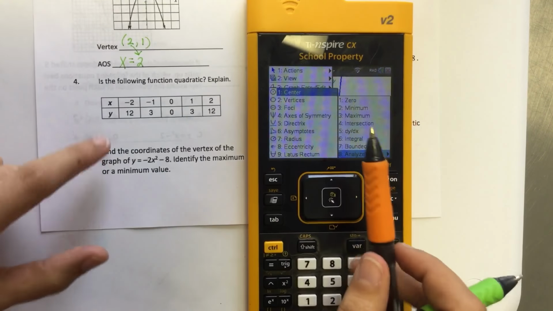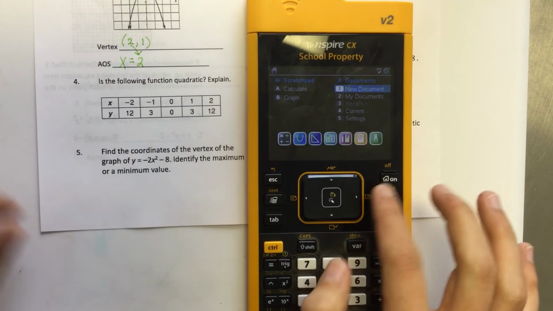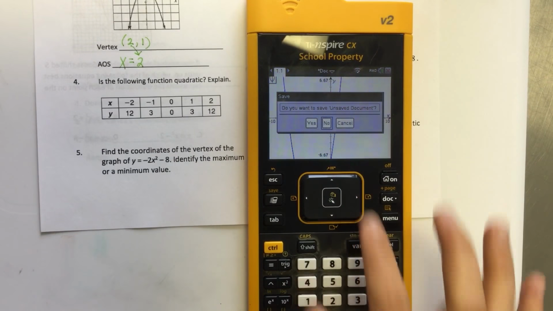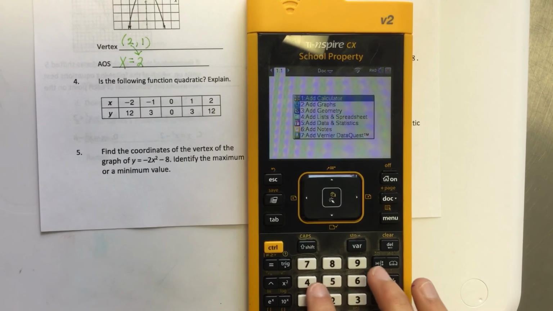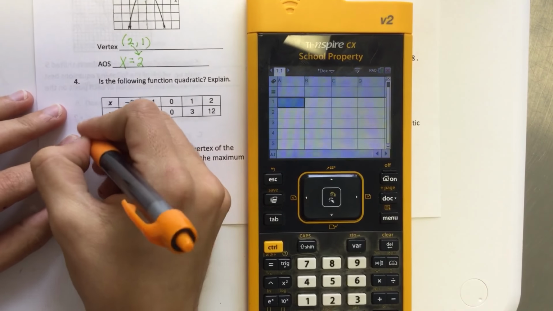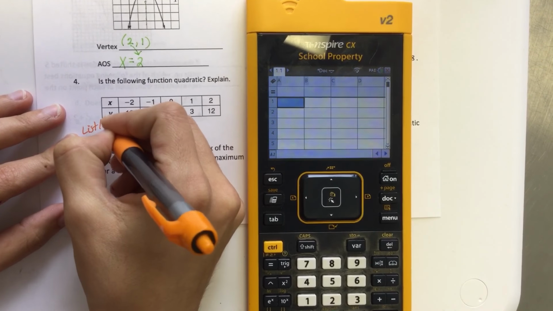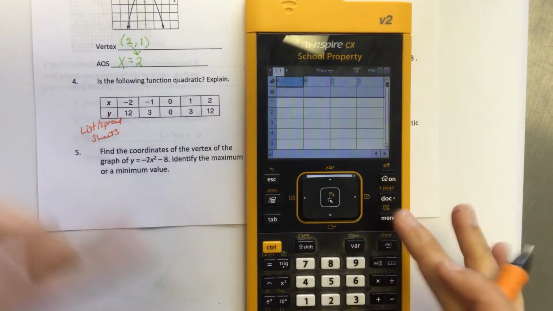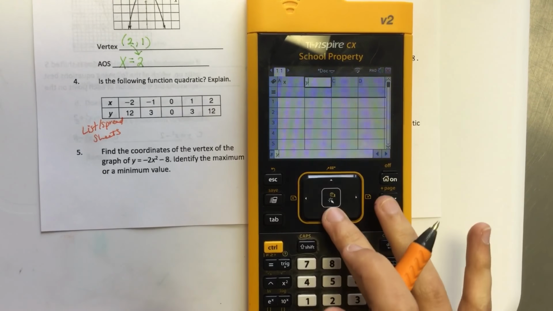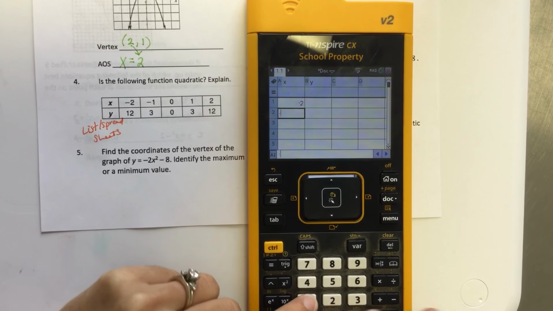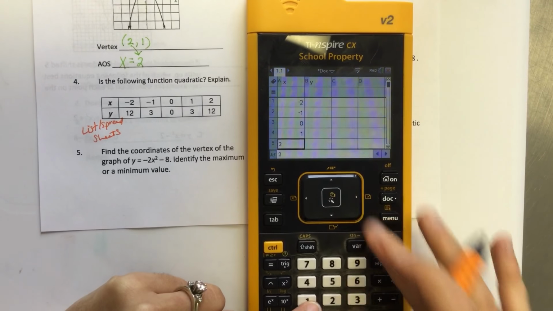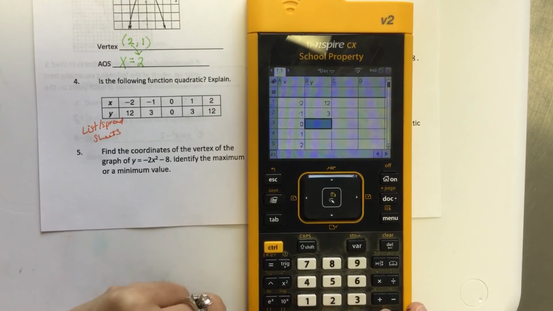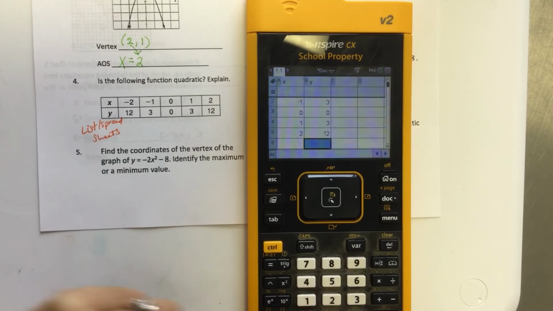It explains. So anytime we're given a table, we need to go to list and spreadsheet. So new document, don't save. List and spreadsheets is number 4. You need to type all this in. So x goes at the top, y, and you're going to type in the table. All your x's go in the x column, your y's go in the y column.